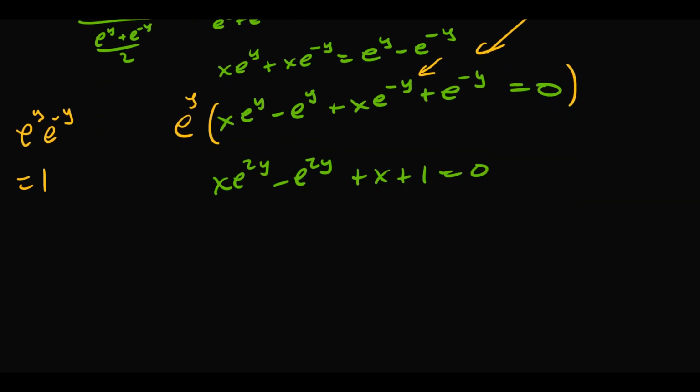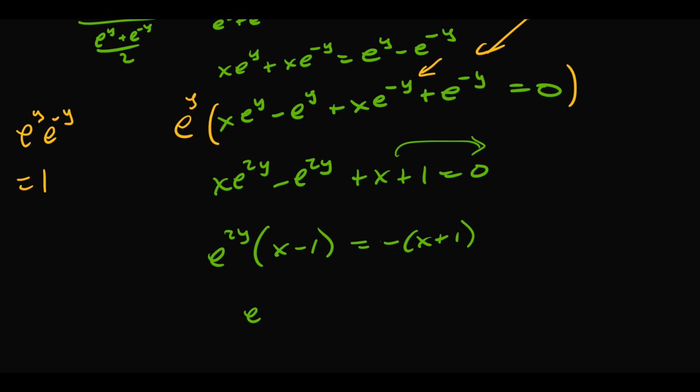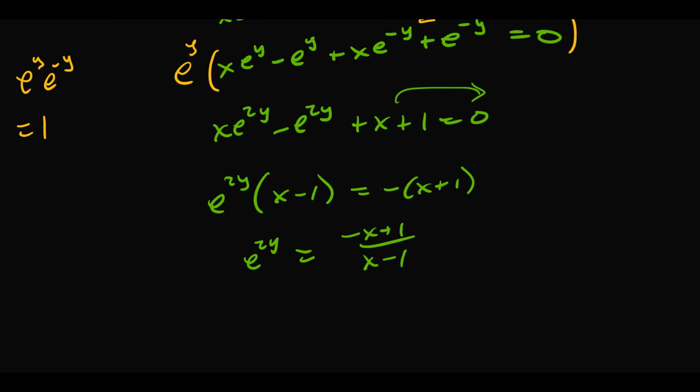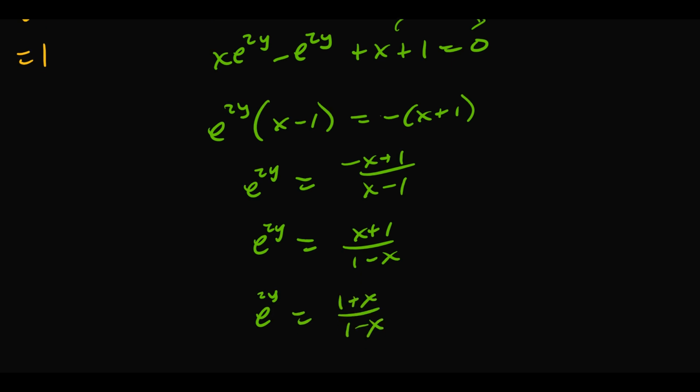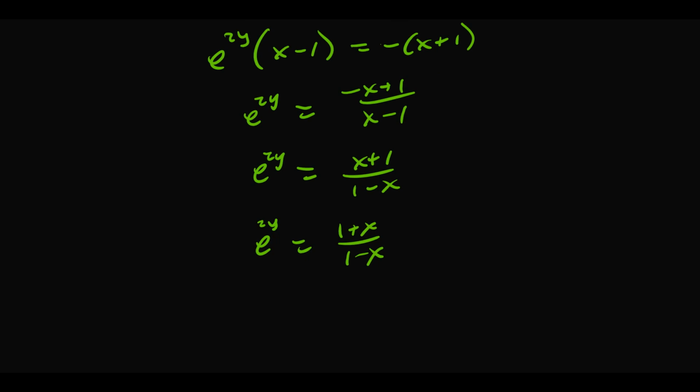All right, so now I'm going to pull out the e to the 2y. I get x minus 1. And I'm going to take these guys and move them over. So I get negative x plus 1 on the other side. Now I divide, and I get negative x plus 1 over x minus 1. Now I'm going to move the negative to the bottom so that it looks nicer. And so I get x plus 1 over 1 minus x. And to make that look a little more symmetric, I'm just going to make it into 1 plus x over 1 minus x. Now, if I take the natural log of both sides, this is e to the 2y.